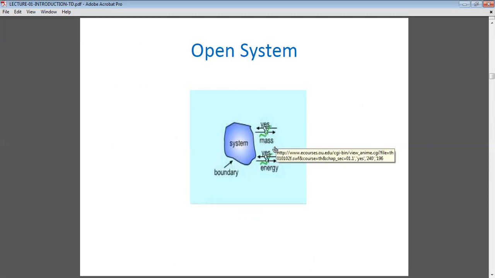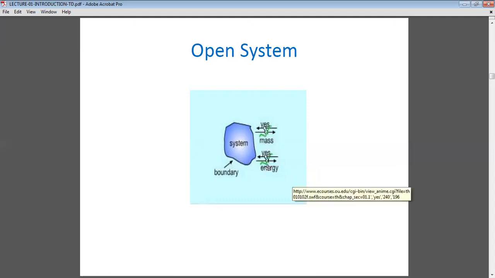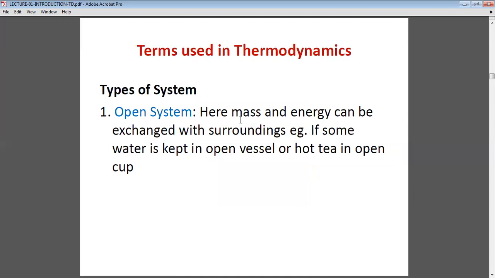An open system is one in which matter crosses the boundary as well as energy. That means there is both mass transfer into and out of the system, and energy transfer into and out of the system. Then we will say that it is an open system. So here the mass and energy can be exchanged with the surroundings.